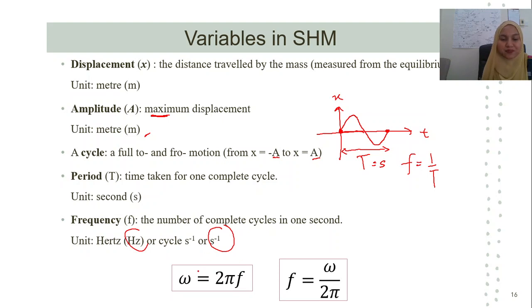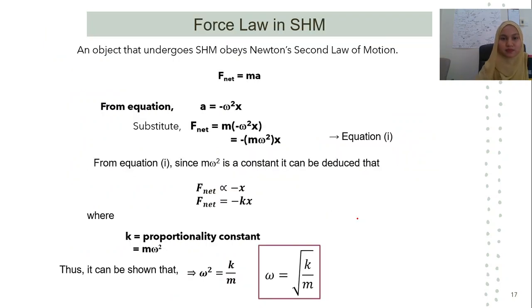So from there we can use the equation for omega, the angular frequency or angular velocity, equal to 2 pi f, which we already learned in chapter 1. So from here we can find the frequency using the equation omega divided by 2 pi. This is for one complete cycle. Alright.